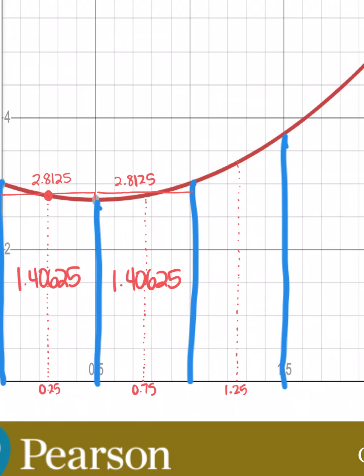You could do graph and trace. Any other way? Can you adjust your table? Yes, you can adjust your table. That's probably what I would do. Okay, I'm just going to adjust my table.